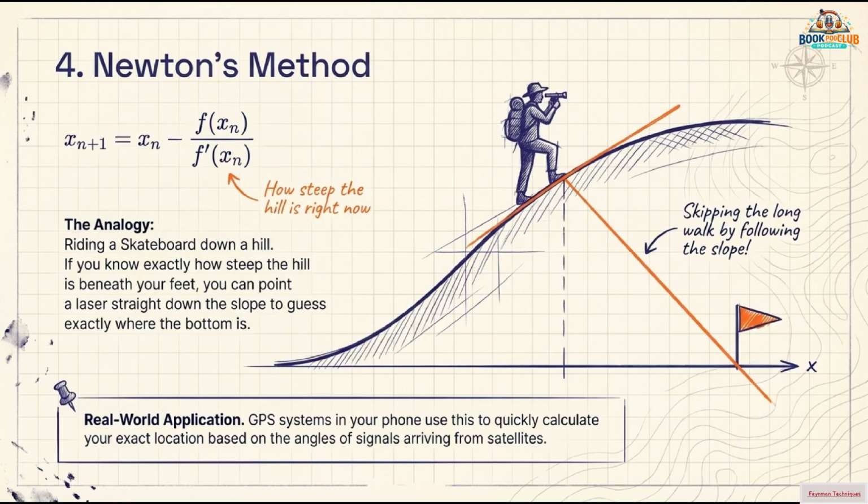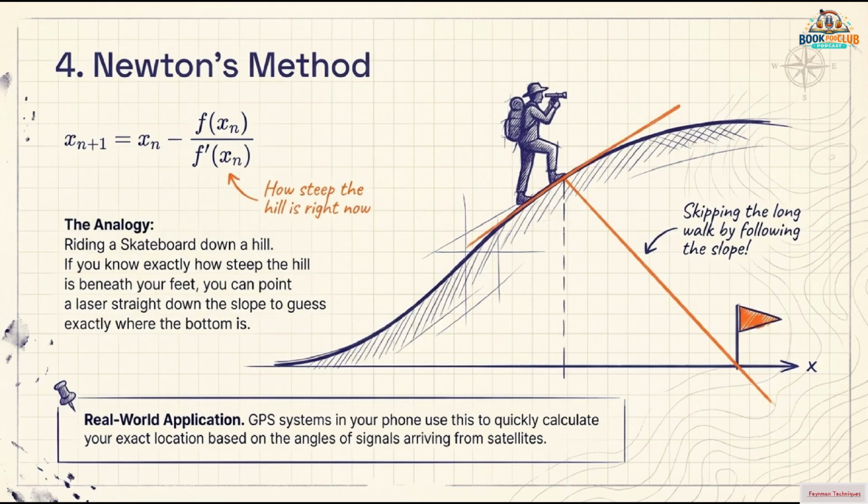This geometric shortcut is actually how the GPS system in your phone works. Oh, wow. Yeah, when your phone gets signals from satellites, intersecting multiple 3D spheres is highly nonlinear. So your phone's processor uses Newton's method. It uses the laser. Exactly. It makes a rough guess of where you are, calculates the slopes and angles of the satellite signals at that exact spot, and projects a mathematical laser to a much better guess. It does this in milliseconds to lock in your exact coordinates.